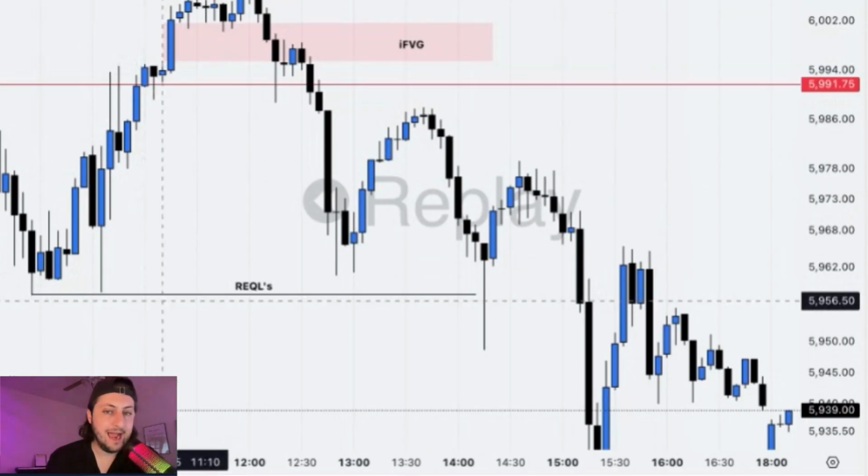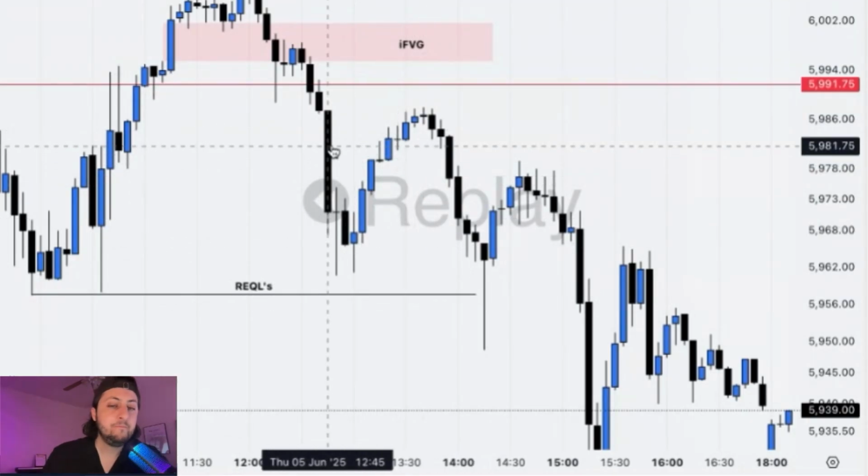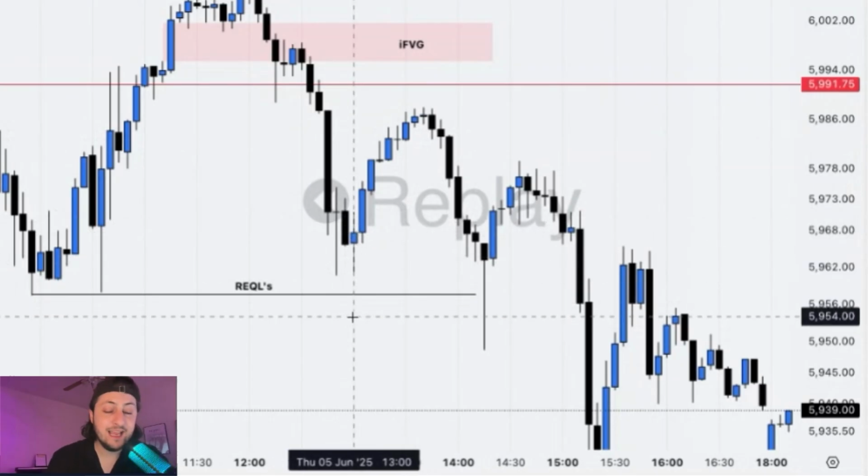And then we pull back here. That makes the setup viable still. If we took those equal lows and then started pulling back, this setup went from being an A+ setup to a C-. Okay, why is that? Because the objective has been taken.